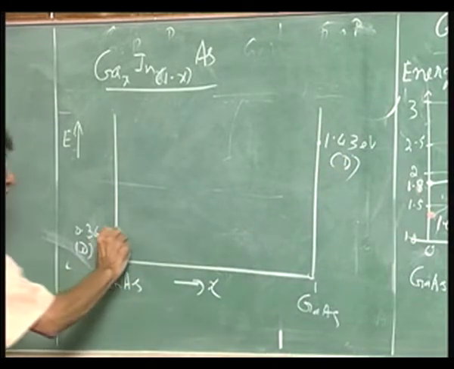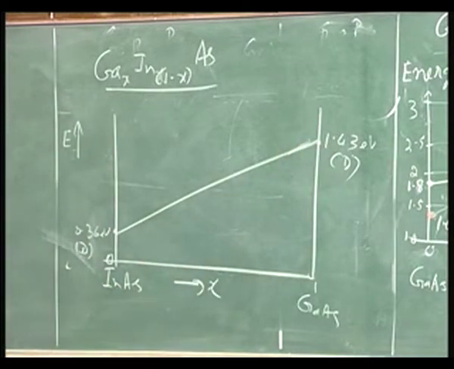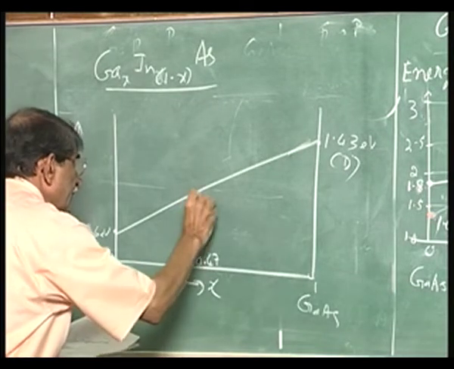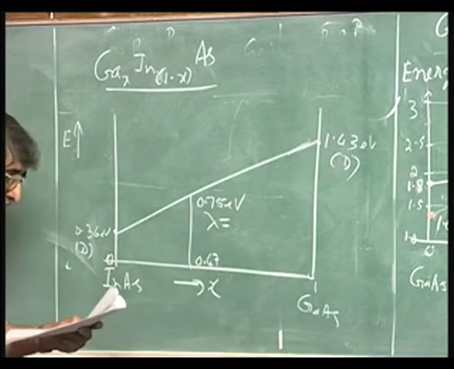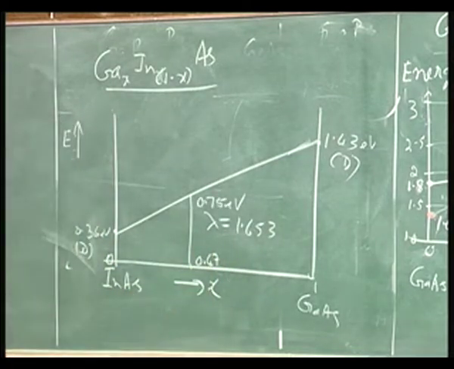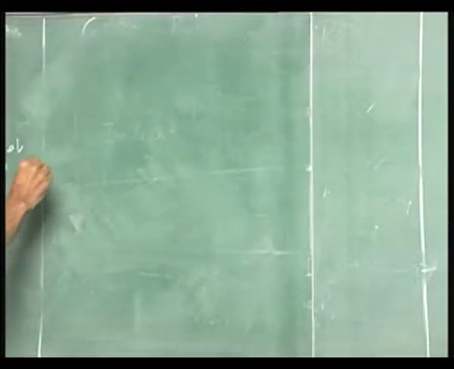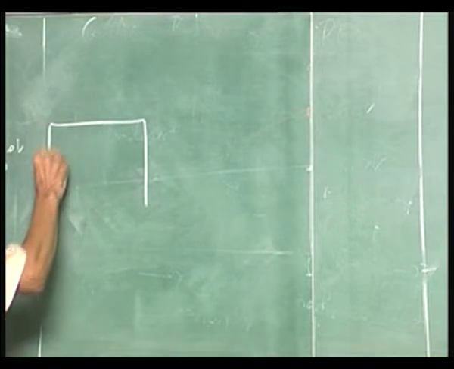You mix them together, choose the composition, and you get the band gap, all direct. For example, if you use this as 0.47, you get around 0.75. The wavelength corresponding to that is 1.653. What we want to point out here is that this diagram is straightforward, no indirect. So, you make a diode like this. This is the detector.